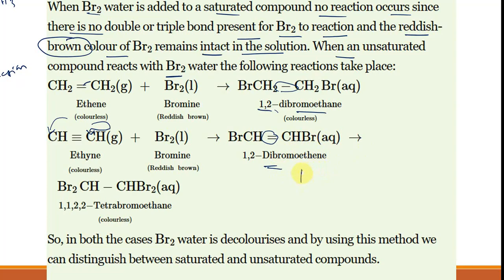And again, the alkene adds another molecule of Br2, another bromine. The double bond breaks down, and as usual one bromine goes to this carbon and one bromine goes to the other carbon. So this gives 1,1,2,2-tetrabromoethane. In both cases, alkene and alkyne, that is, in the case of unsaturated compounds, the bromine water decolorizes.